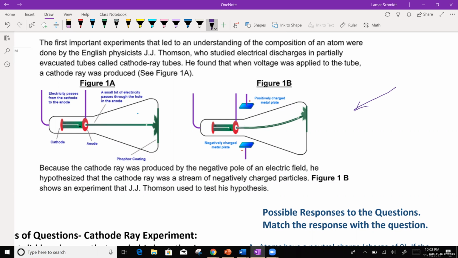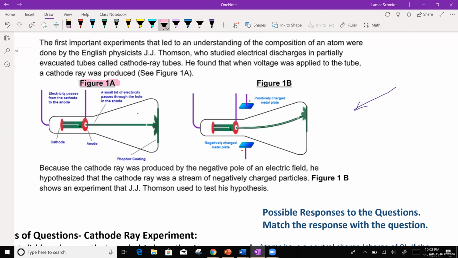It says, the first important experiments that led to an understanding of the composition of an atom were done by the English physicist J.J. Thomson, who studied electrical discharges in partially evacuated tubes called cathode ray tubes. He found that when voltage was applied to the tube, a cathode ray was produced. See Figure 1A. So Figure 1A is right here.